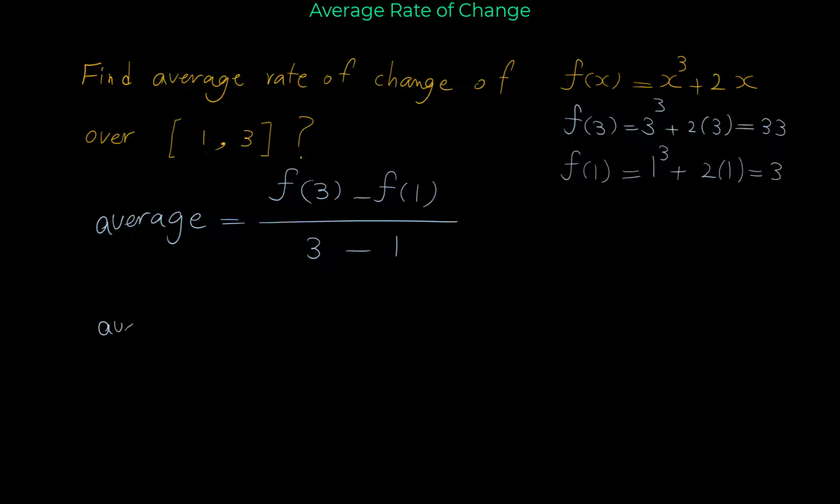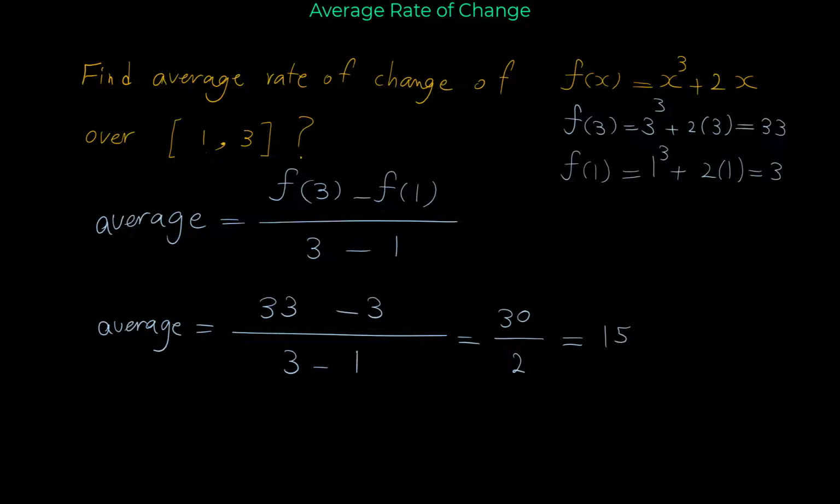So average rate of change of our function would be 33 minus 3 over 3 minus 1. 33 minus 3 is 30. 3 minus 1 is 2. 30 over 2 is 15.